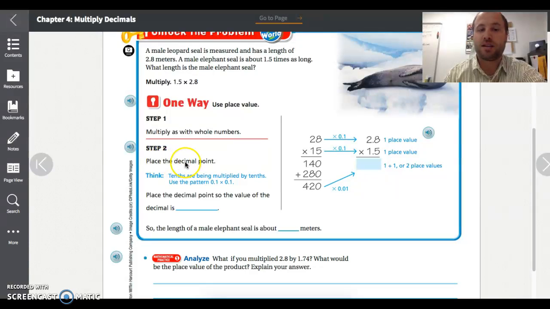Step two says place the decimal point. All right, so we do all of our work. We take 28 times 15. Look at this. This is two-digit multiplication. 5 times 8 is 40, 0, and you carry your 4. 5 times 2 is 10, plus the little 4 you have up here, you have 14. 0 holds your spot. 1 times 8 is 8, 1 times 2 is 2, and then we add them up.